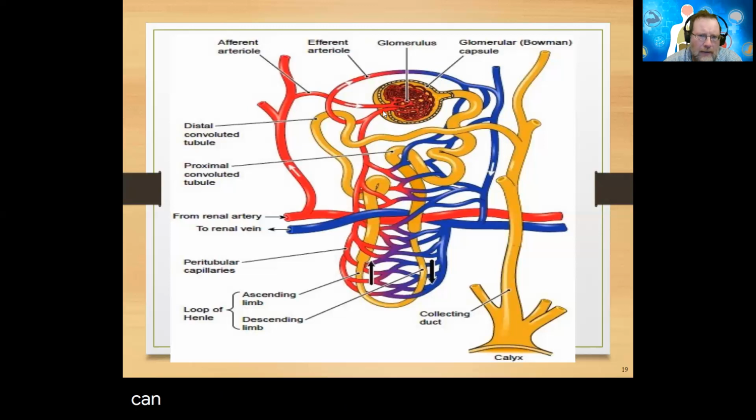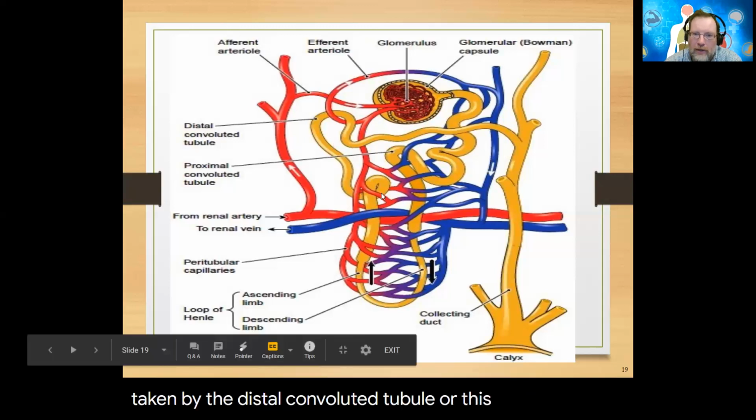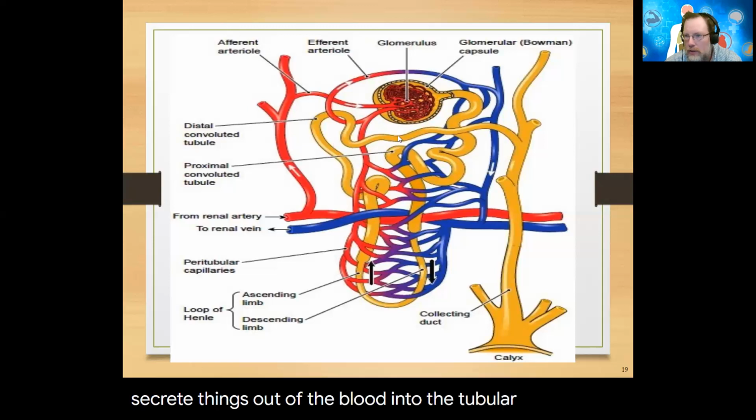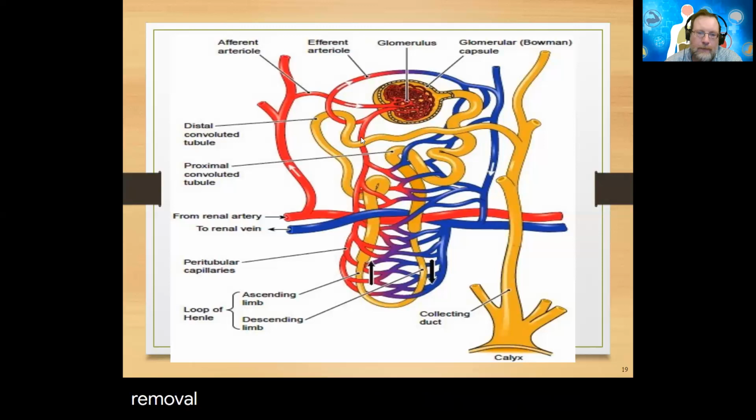Whatever's in the blood that maybe should have been pulled out of the blood and didn't get pulled out here can get secreted into this interstitial space. Okay, so you can see all that interstitial space, and it can get secreted and taken by the distal convoluted tubule or this loop of Henle and this ascending loop. So step 3, or process number 3 of urine formation, is secretion. We can potentially secrete things out of the blood into the tubular system for removal from the body.